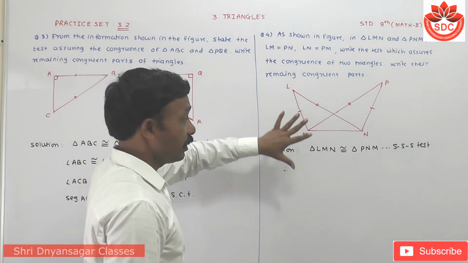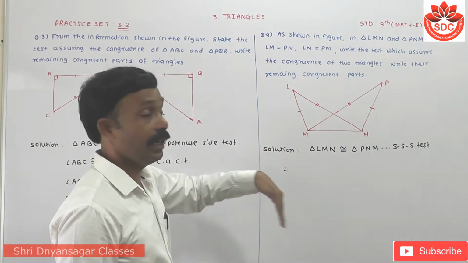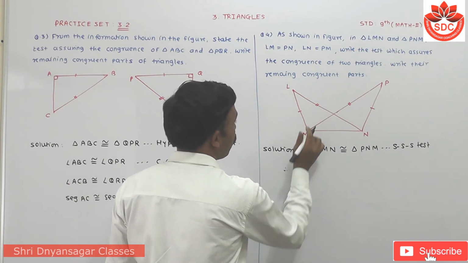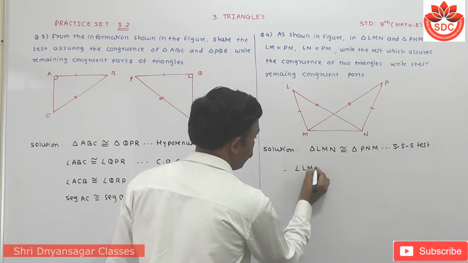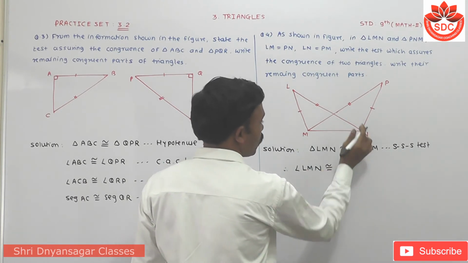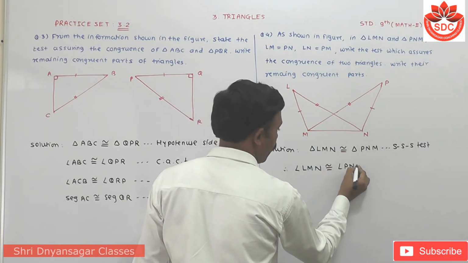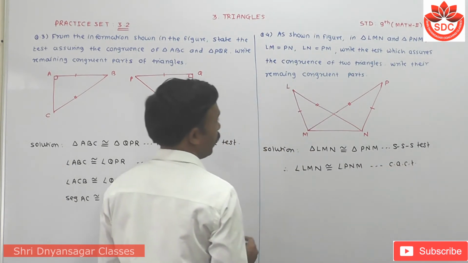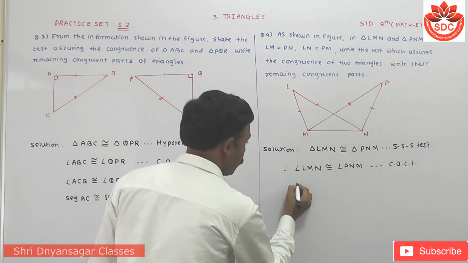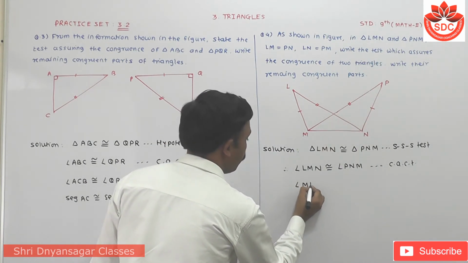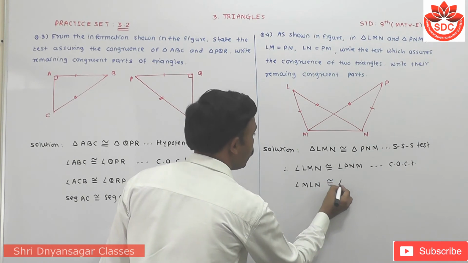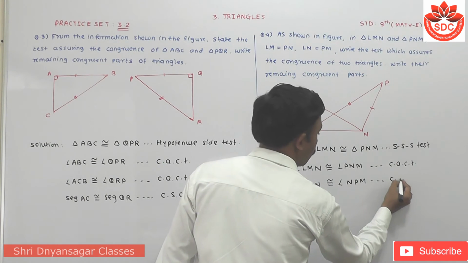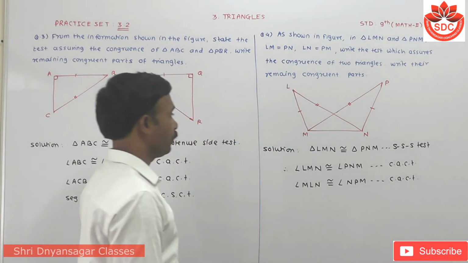Now, here three sides are given. We have to write three angles here. By taking proper vertices, I first write angle M here. So angle LMN is congruent with the corresponding angle. This one is angle PNM. Reason is corresponding angles of congruent triangles. Then second, L and P. Angle MLN is congruent with angle NPM. Corresponding angles of congruent triangles.